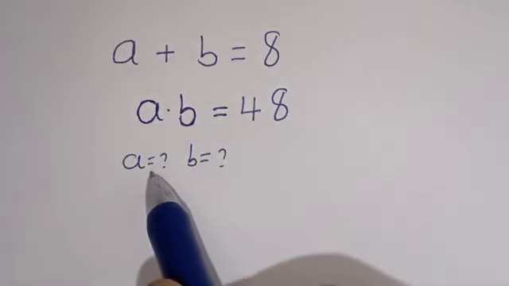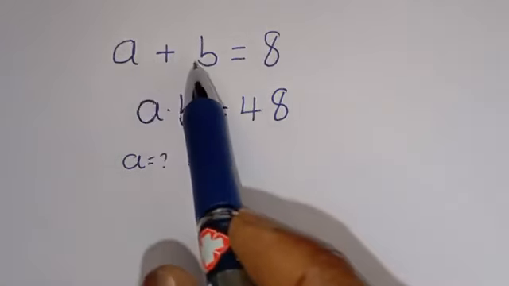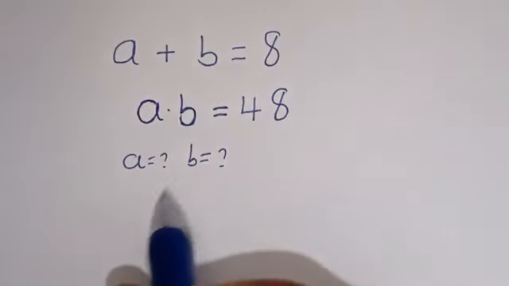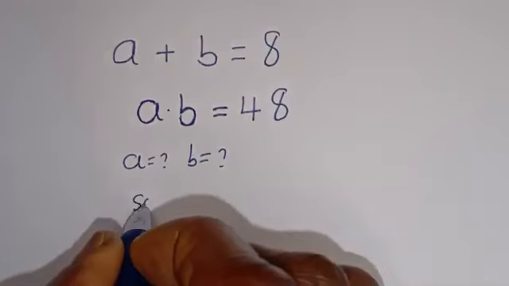Hello, how to solve for A and B in this problem? A plus B is equal to 8, then AB is equal to 48. Solution.